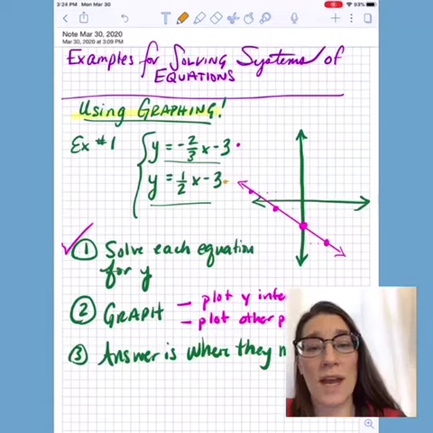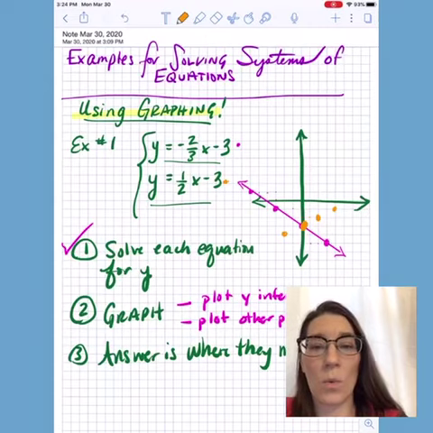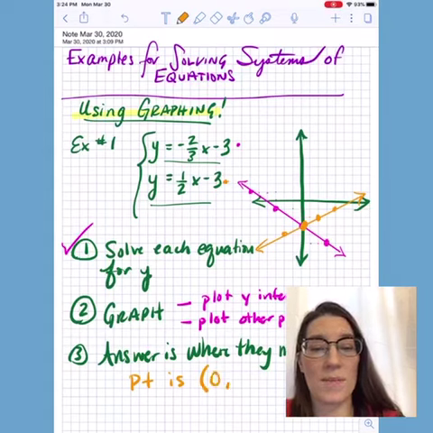And the y-intercept for that is also negative 3. And plot that, and then the slope this time is positive, so we get to go up 1, right 2, up 1, right 2. Or we get to go down 1, left 2. When we connect all those points, you can see they match at 0, negative 3. This is our point of intersection, and it has to be written as a point, which you can see below.